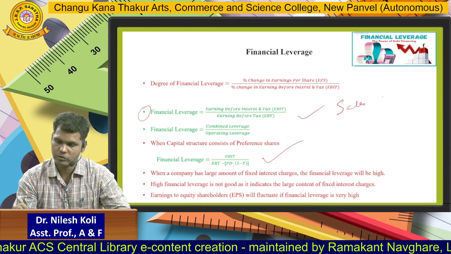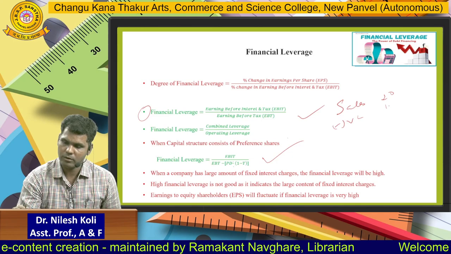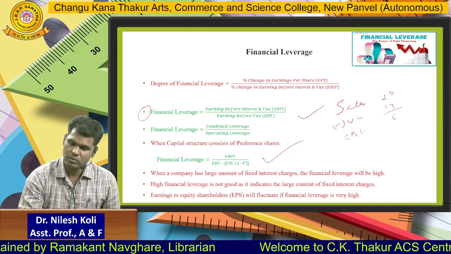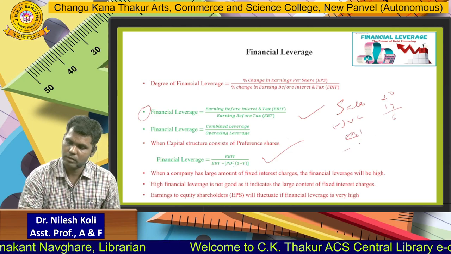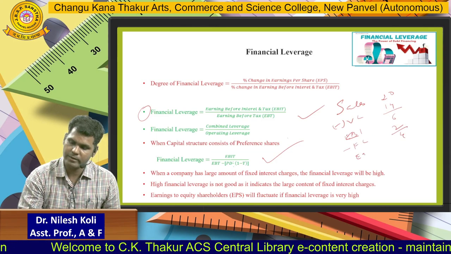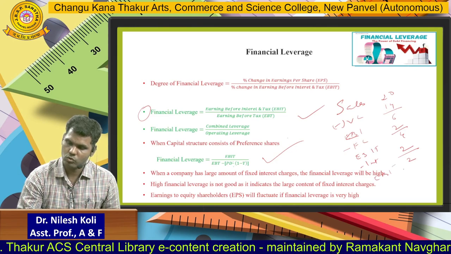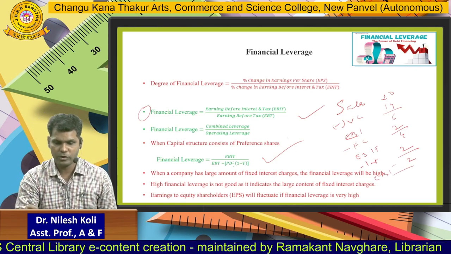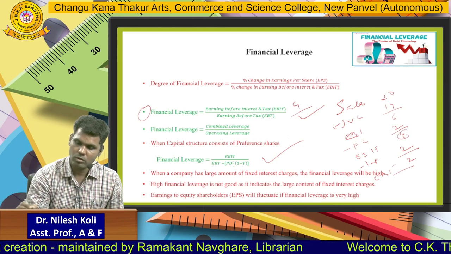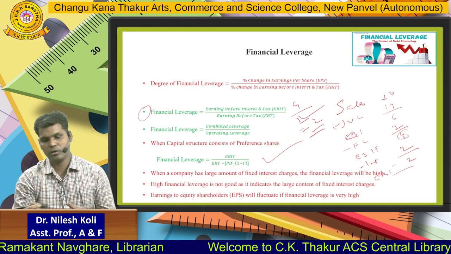Suppose sales is 20, less variable cost 14, so 6 is contribution. Then less fixed cost 2, 4 is EBIT, less interest 2, EBT is 2. Now if you are calculating the financial leverage, the formula is earning before interest and tax, EBIT, which is 4, divided by EBT, that is 2. So 4 divided by 2 is equal to 2. So 2 is the financial leverage.